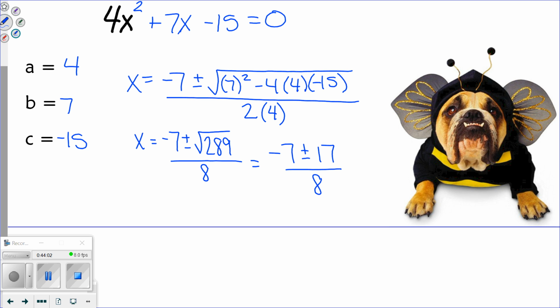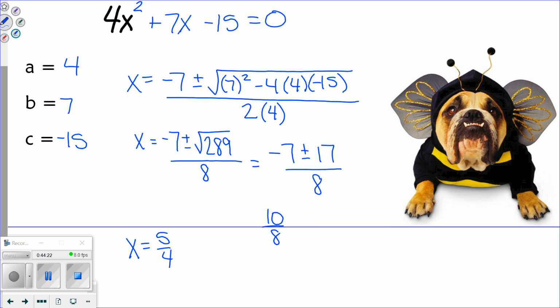Now this is where people get all confused because they're like, there's a lot of numbers there. I don't know what to do with that. One step at a time. What is negative 7 plus 17? That's 10. And that's 10 over 8, which would simplify to 5 over 4. And then to go the other way.